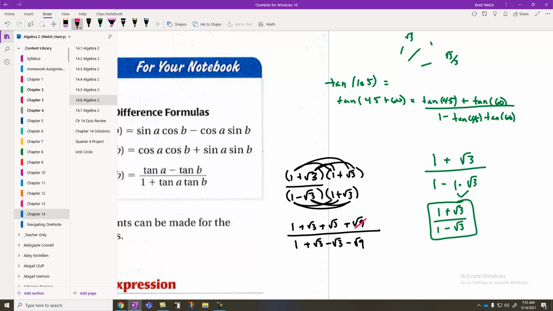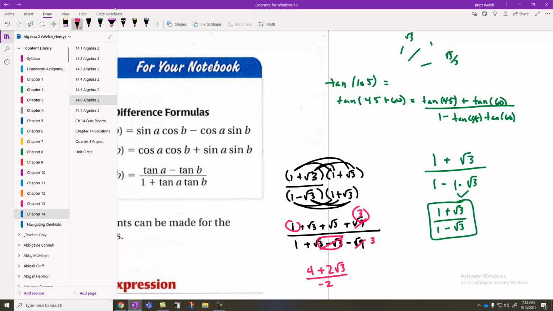For instance, these root 9s are really 3s. And these two, root 3 minus root 3, should cancel. So on top, I have a 3 and a 1. That would be 4. Plus, I have root 3 plus root 3. That would be 2 root 3. All over 1 minus 3, which is negative 2.